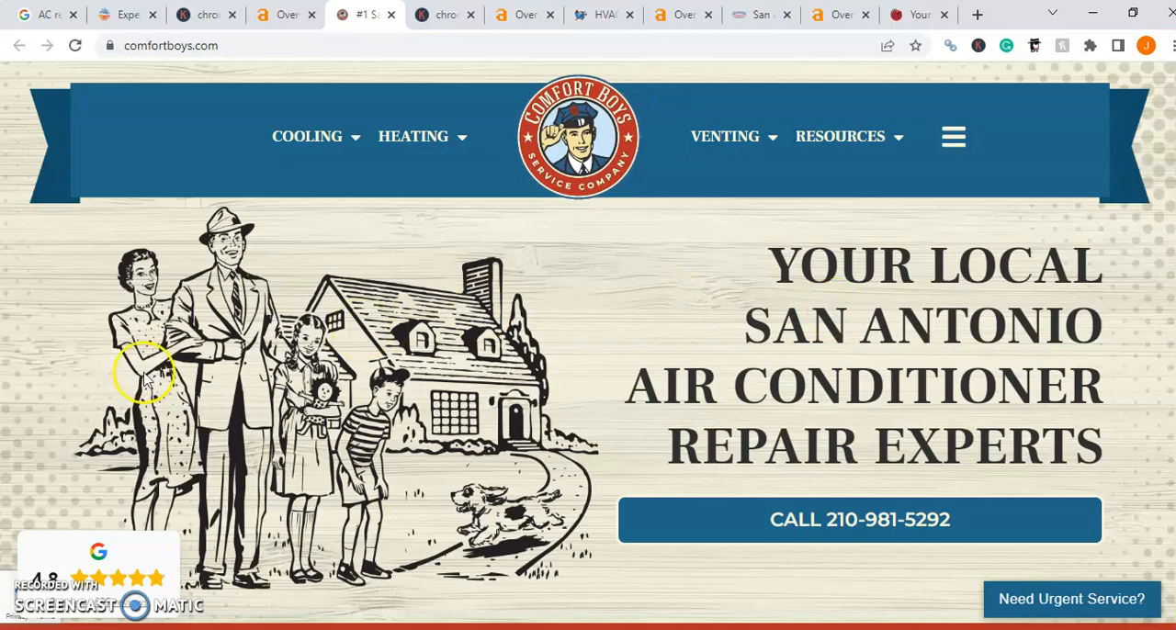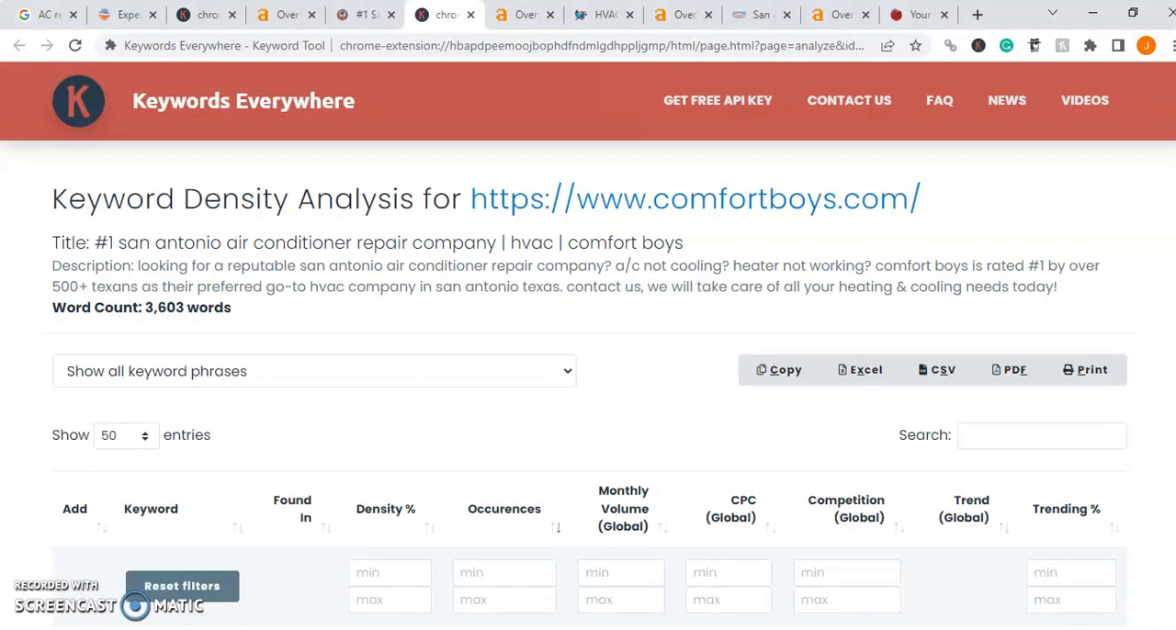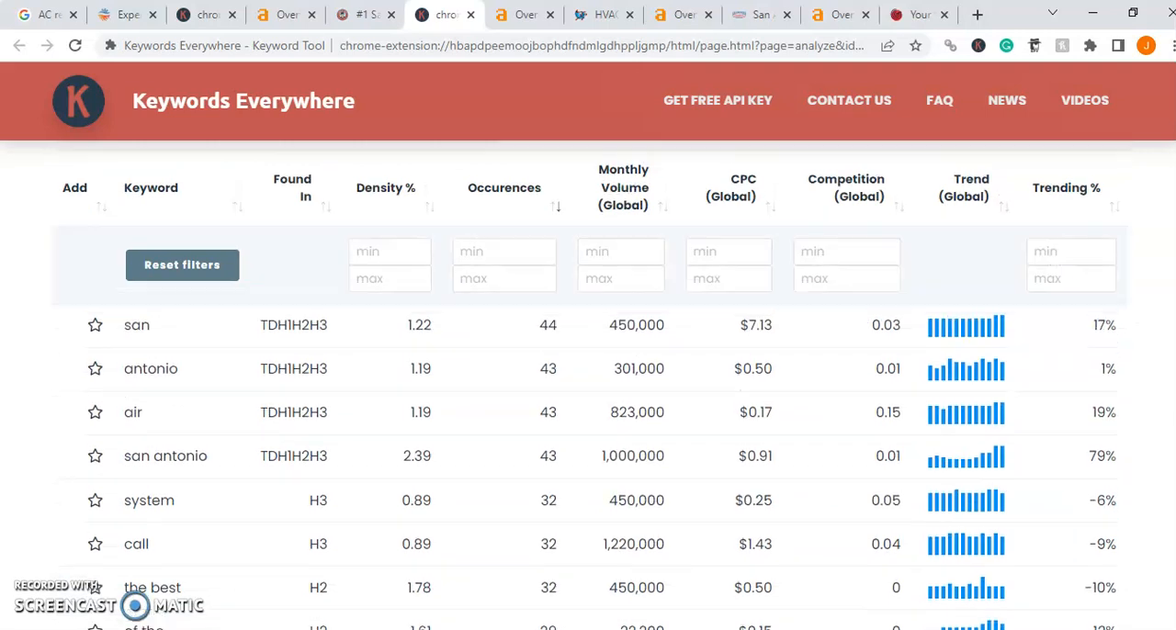They do have a lot, but let's check the keywords. So here we have Comfort Boys and keywords everywhere. And if we scroll down here, you'll notice that they have their location at number one. They have San Antonio. Then they have air, and then it starts to fall off. They have system, call, the best. So within those 1 and 2 keywords, I think they did a really great job harping on their location and their industry. Obviously, not in the order that I would like it in, but not a bad idea.